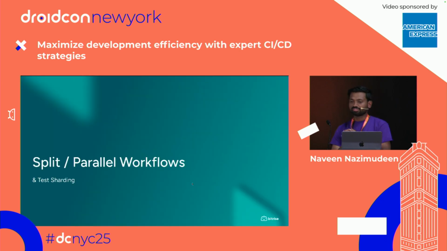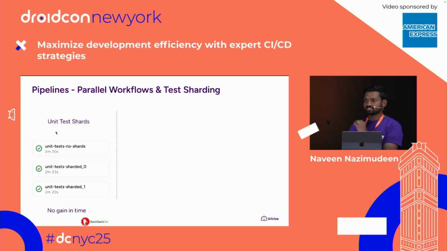And now we have the third one, split/parallel workflows and test sharding. So let's take a look at those. In this run, I tried to do unit test sharding, where I broke up the unit tests into 2 shards, and I compared with a unit test with no shards, and there was no time gain with the DuckDuckGo project.